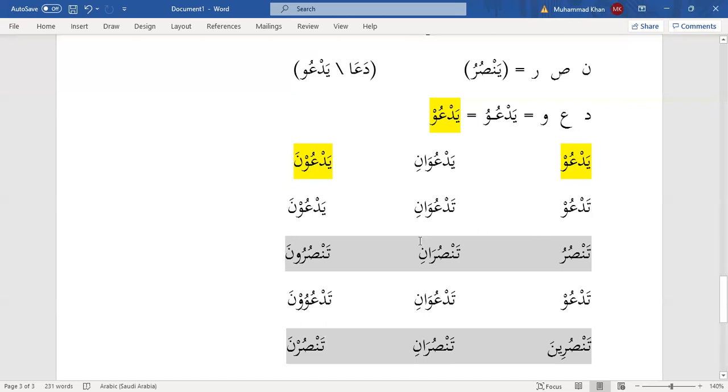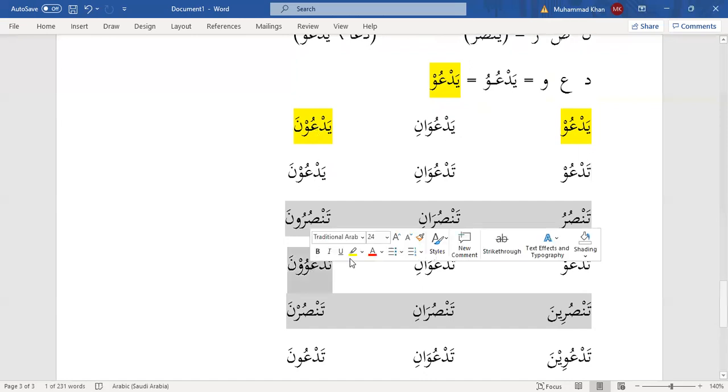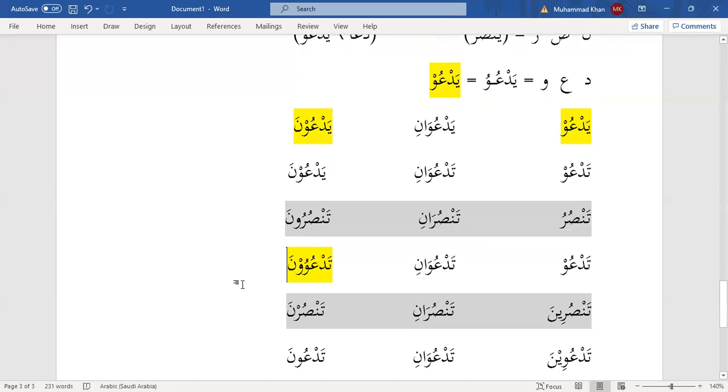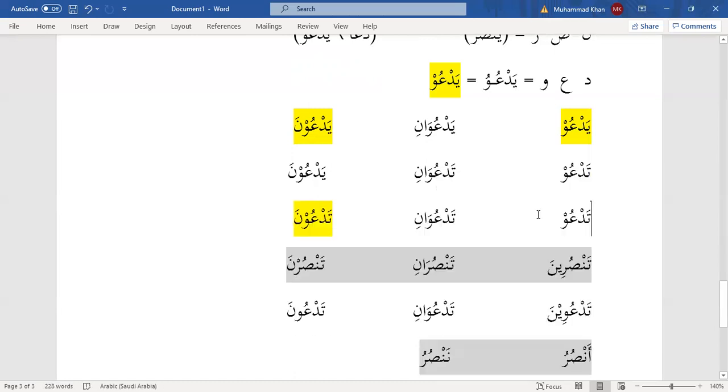So tad'u, tad'uani, yad'una. And then similarly, after that, if we have implemented the change to yad'una, then it will also be implemented to tad'una as well. And the change is very simple. When we have two weak letters together, the one that is a part of the construction will be dropped. So it has become tad'una. This one is also extra, we are going to drop it. So it has become tad'una, tad'u, tad'uani, tad'una.